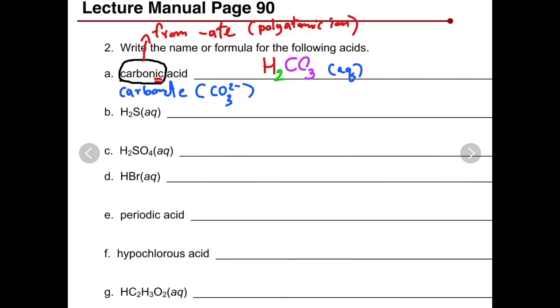All right, second one. This one right here doesn't contain any oxygen. This is part of the binary acid, right? We know it's acid because of aqueous. So because it doesn't contain any oxygen, this is the binary acid. Therefore the name would start with the word hydro. Hydro something, and then because it's an acid, we are going to end our name with the word acid. So it would be hydro something acid.